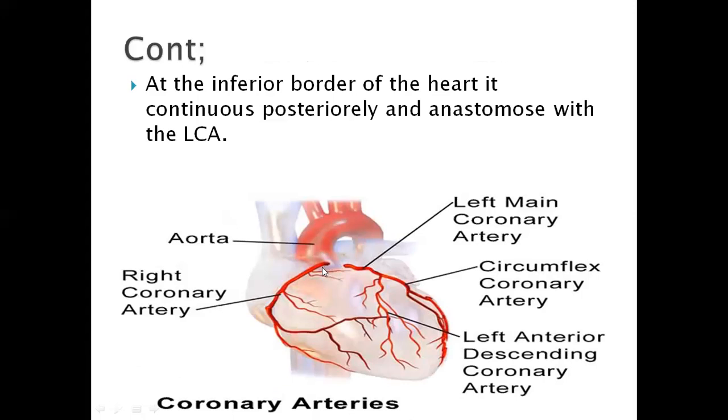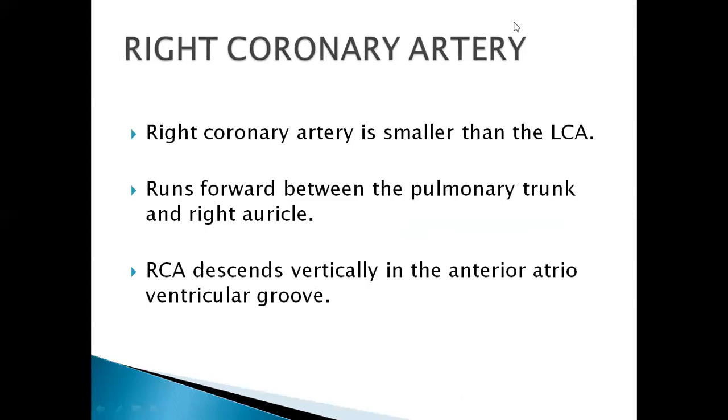So this runs forward between the right auricle and the pulmonary trunk. The right coronary artery then descends vertically in the anterior atrioventricular groove. The atrioventricular groove is the groove between the atria and the ventricles. So the right coronary artery descends vertically in the anterior atrioventricular groove.